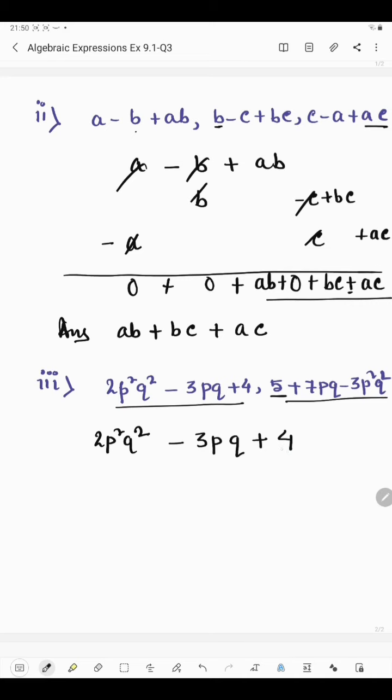So here we have 4 as constant, so below 4 we will put 5 here. Okay, and as the sign of 5 is positive, so we will put plus sign here. Okay, now we have 7pq. Now the variable is pq here, so we will put below it minus 3pq, as these two are like terms. Okay, so it's 7pq and the sign of 7pq is positive, so we'll put plus sign here.